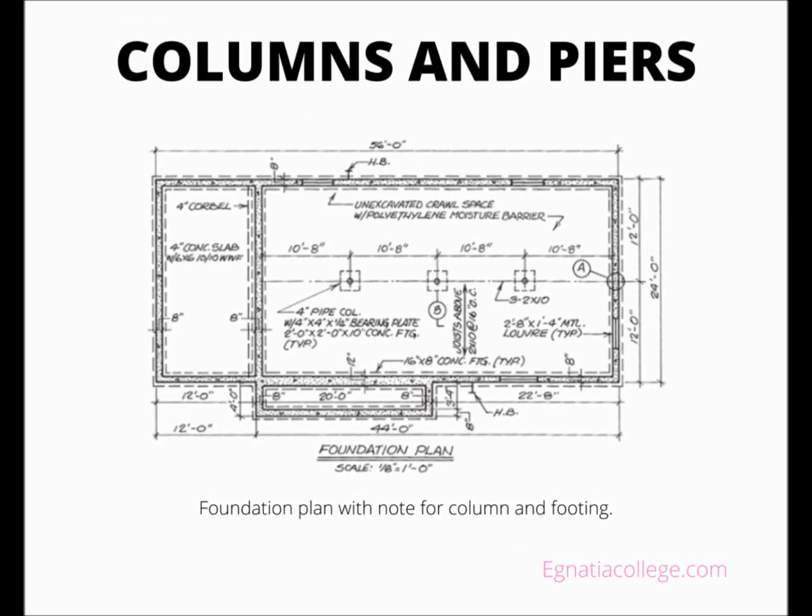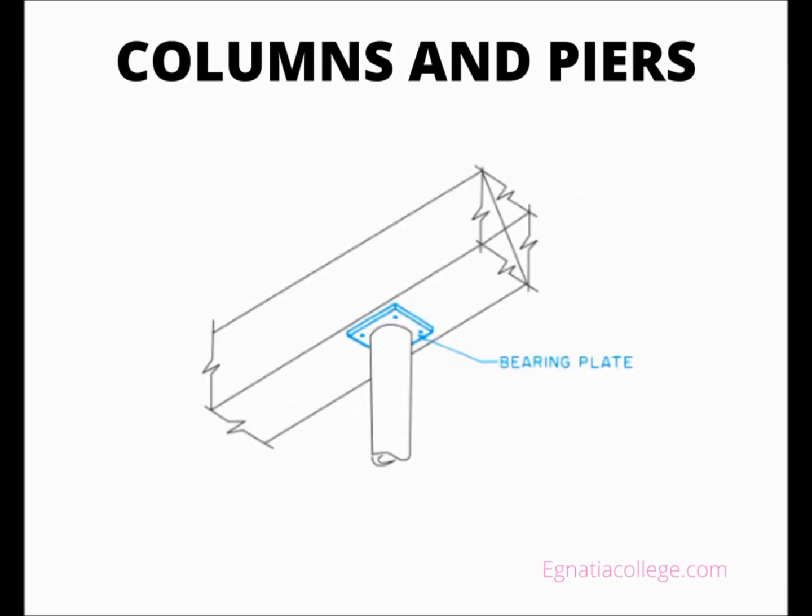Columns and piers. Metal posts called pipe columns are the most common supports for girders. However, masonry or concrete piers may be specified. The locations of columns, posts, or piers are given by dimensions to their center lines. When metal or wooden posts are indicated, the only description may be a note on the foundation plan. This note may give the size and material of the posts only, or it may also specify the kind of bearing plates to be used at the top and bottom of the post.